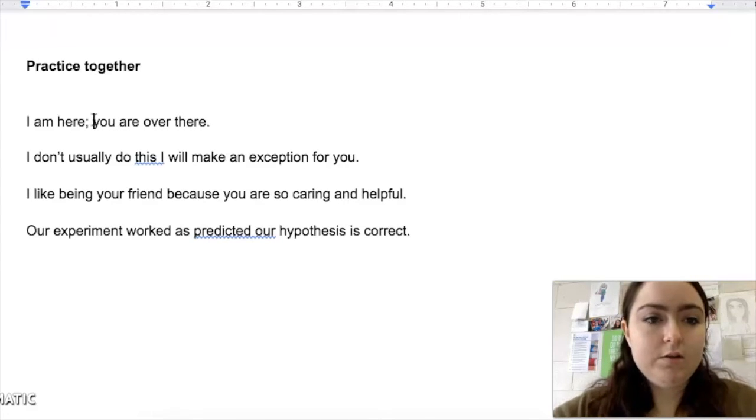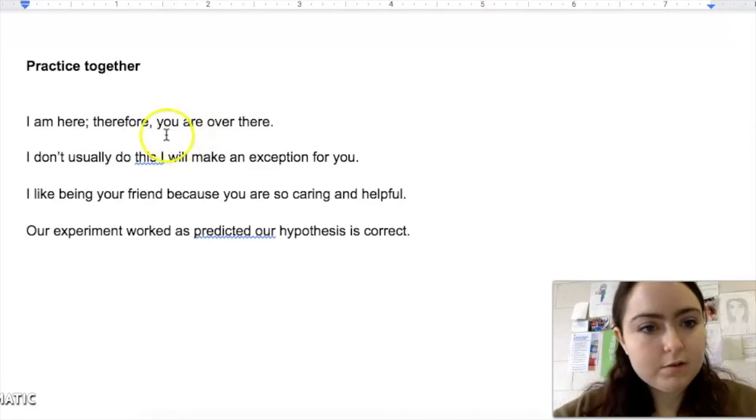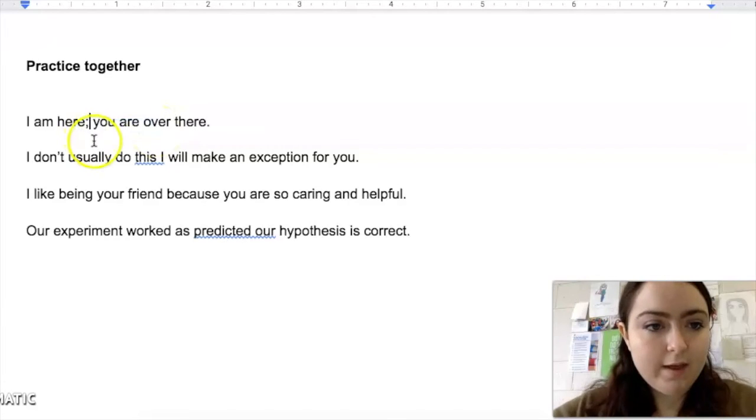If we wanted to use one of the conjunctive adverbs, would we put therefore? No, because you being over there has nothing to do with me being over here. If we replace therefore with so, I am here, so you are over there, that doesn't really follow. It doesn't make sense. So the best thing to do here is just leave it at that, semicolon by itself.